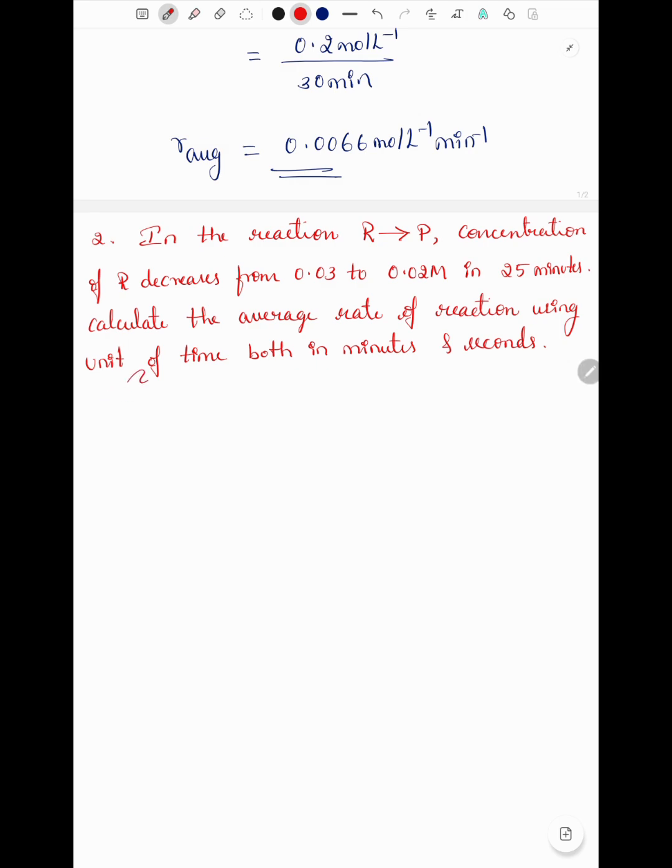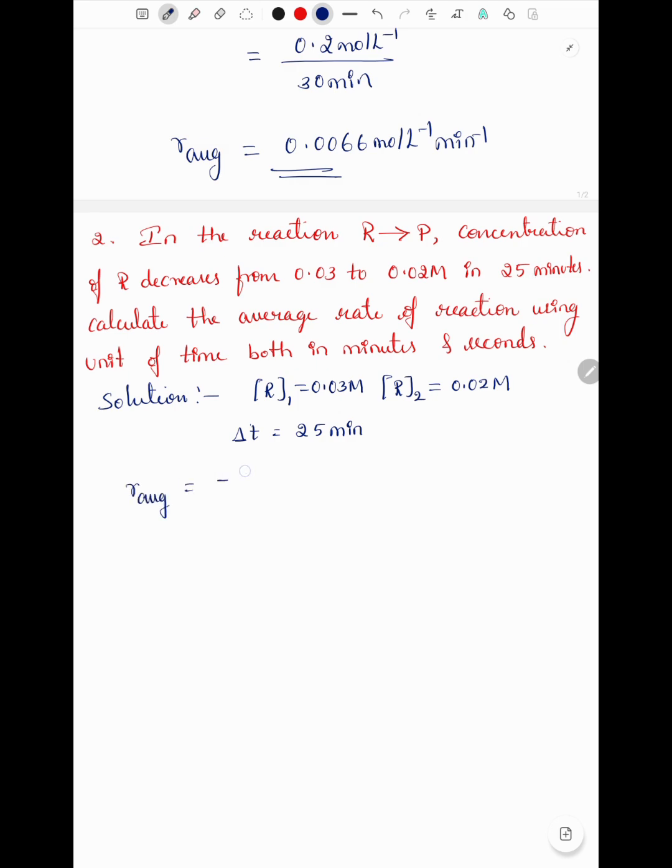Okay, so the solution. First let us write what is given in the question. Here the value of initial concentration R1 and the final concentration R2 both are given. Initially it was 0.03 molar, R2 value is 0.02 molar, and the value of time, that is delta T, is given, which is 25 minutes. From 0 it is taking 25 minutes. Okay, we need to calculate average rate.